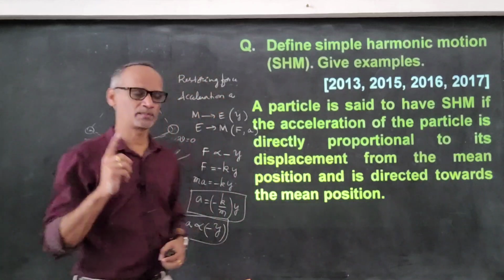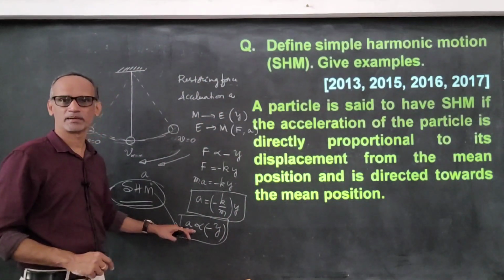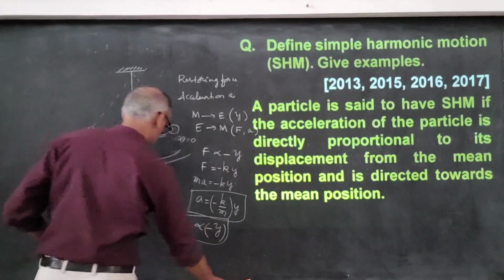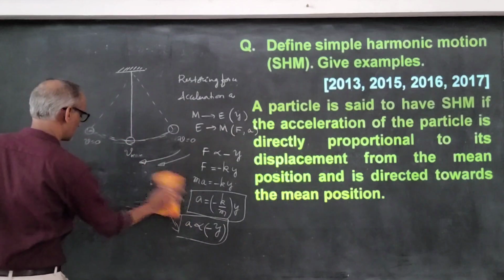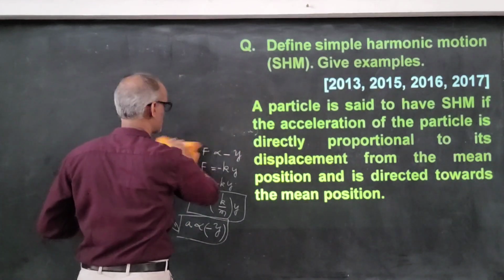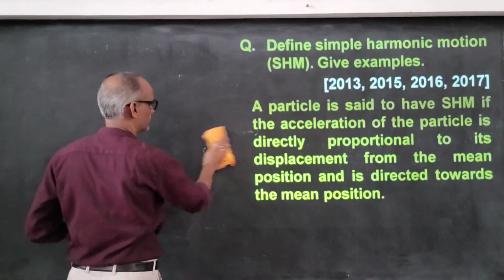Why are they not simple harmonic motion? Because they do not satisfy this particular condition. So, what is the condition to call it simple harmonic motion? The acceleration of the particle is directly proportional to the displacement from its mean position and directed towards the mean position.